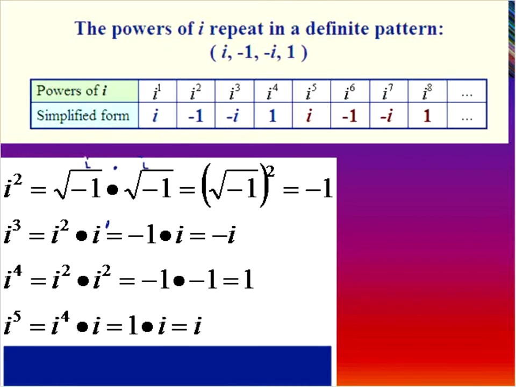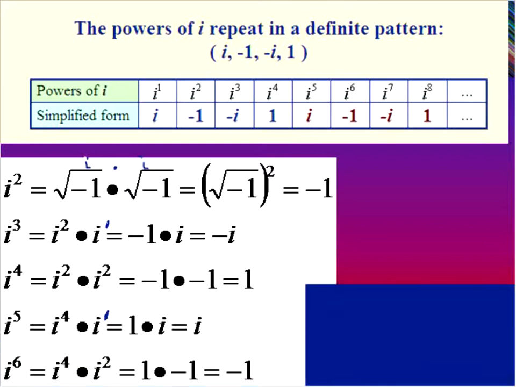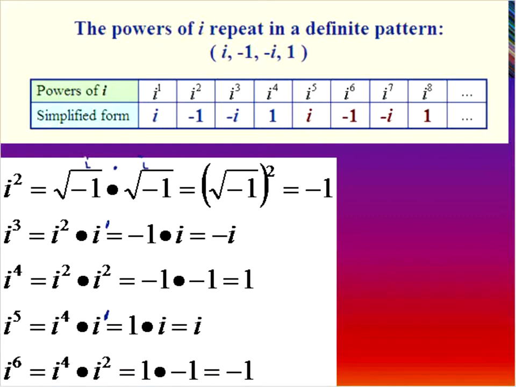i to the fifth we can write as i to the fourth times i to the first power. i to the fourth is 1 times i gives you i. And i to the sixth, we broke it down into i to the fourth times i squared. i to the fourth is 1. i squared is -1, and that gives you the -1. Now you could break these down in different ways. We'll try to do the shortened way of breaking it down, and these are your shorter ways to do that.